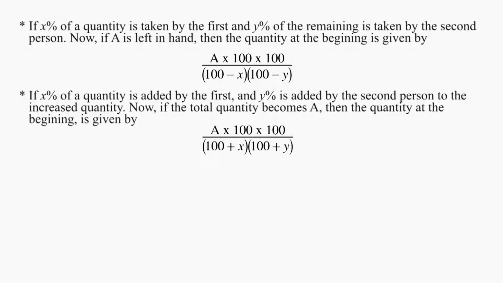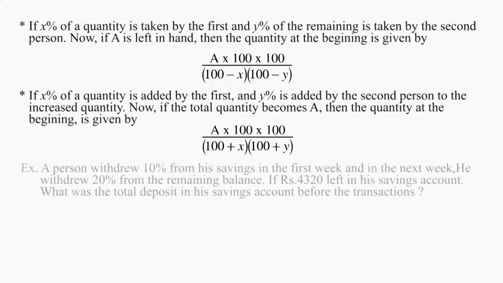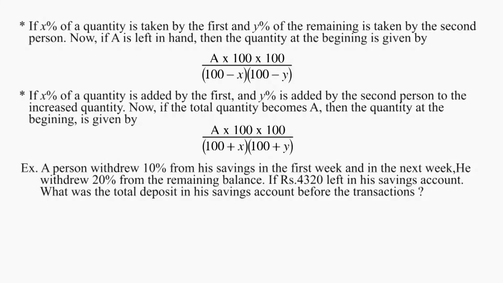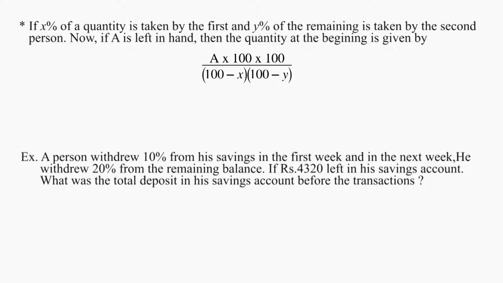Let's be more clear by solving examples. A person withdrew 10% from his savings account in the first week, and in the next week, he withdrew 20% from the remaining balance. If Rs 4,320 is left in his savings account, what was the total deposit in his savings account before the transactions? Since it involves reduction of two consecutive percentages, we can relate it to case 1 of the above rule.